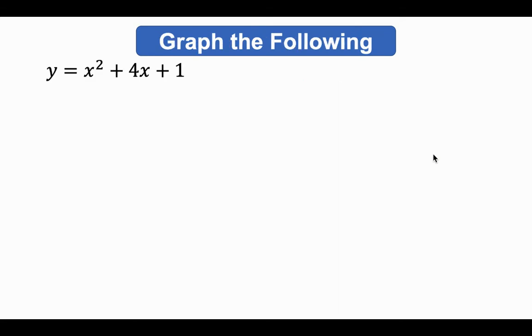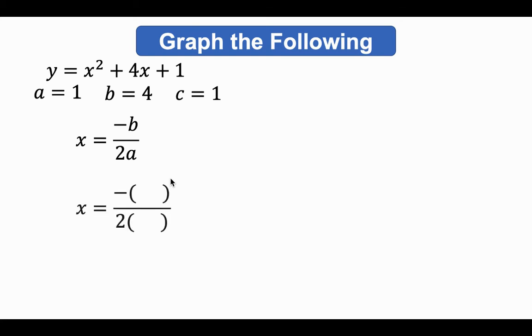So here are your steps, all right? Your first step is find your a, b, and c. Next step, use negative b over 2a in order for you to get your x value of your vertex. So I'm going to put some blank spots there. Plug in your b on top, plug in your a on the bottom.